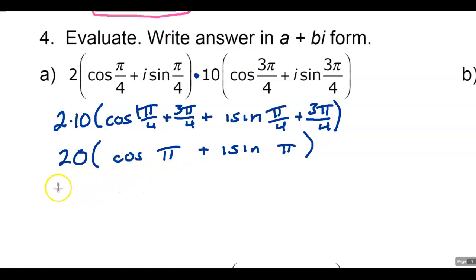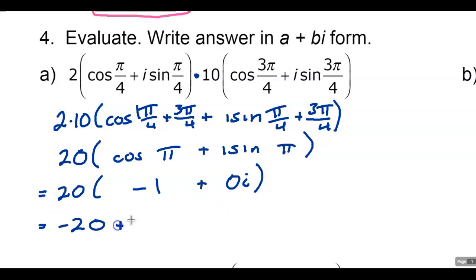So now we just have to do cosine of pi and sine of pi. Cosine of pi is -1, and then we have sine of pi, which is 0i. So we'll end up with just -20. If you want to put the 0i, you can, but that part's not required. You could just put the -20.